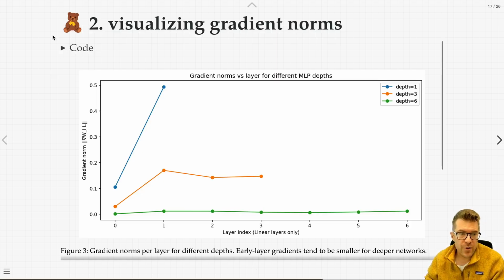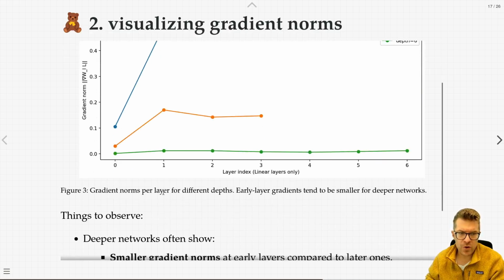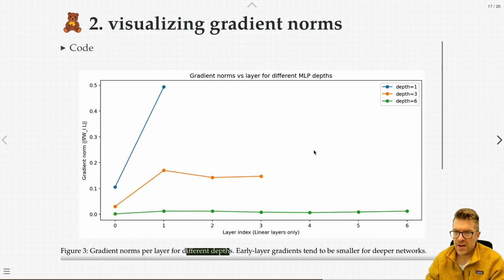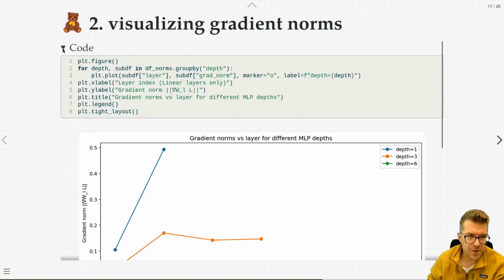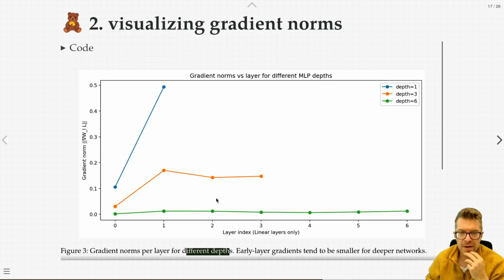Here's just visualizing the gradient norms. So here's my gradient norms. Here's my index layers. So you see, these are linear layers only. These are the gradient norms per layer for different depths. I have my neural network of depth 1 in blue, neural network of depth 3 in orange, the neural network of depth 6 in green. Here are all the gradient norms. Nothing much is happening here. This is just a visualization for what I saw on the previous slide.